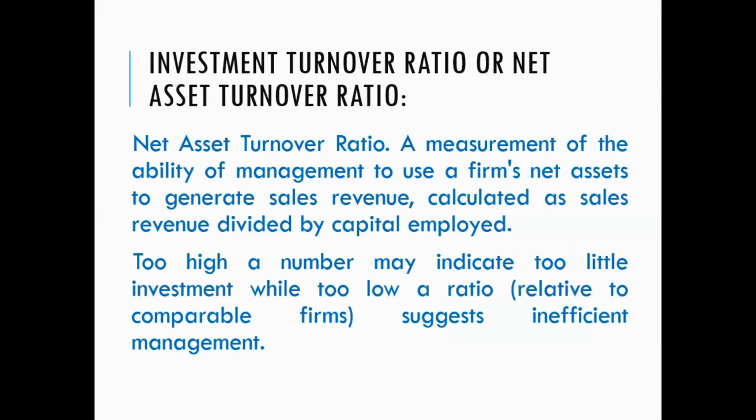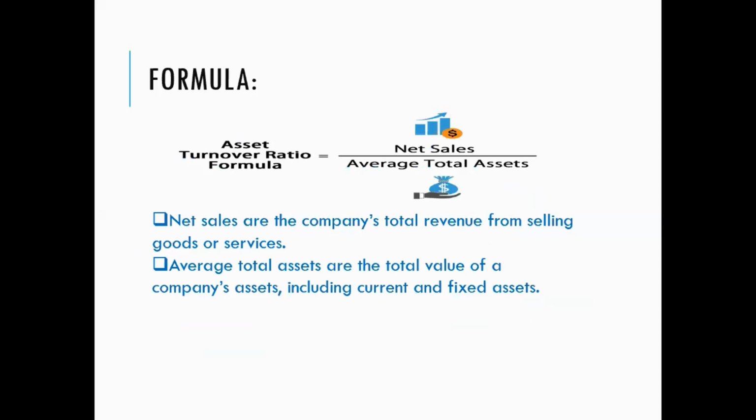Investment turnover ratio or net asset turnover ratio. Net asset turnover ratio is a measurement of the ability of management to use the firm's net assets to generate sales revenue. Calculated as sales revenue divided by the capital employed. Too high a number may indicate too little investment, while too low a ratio relative to comparable firms suggests inefficient management.